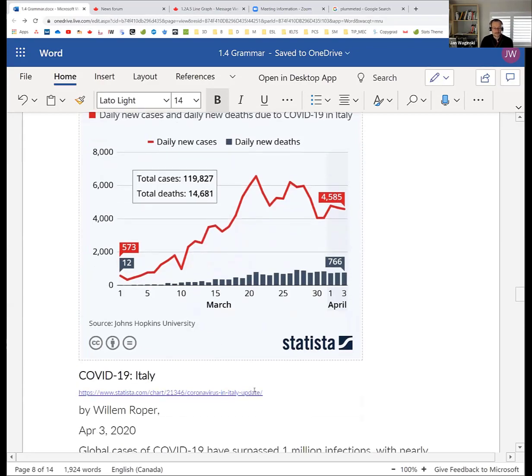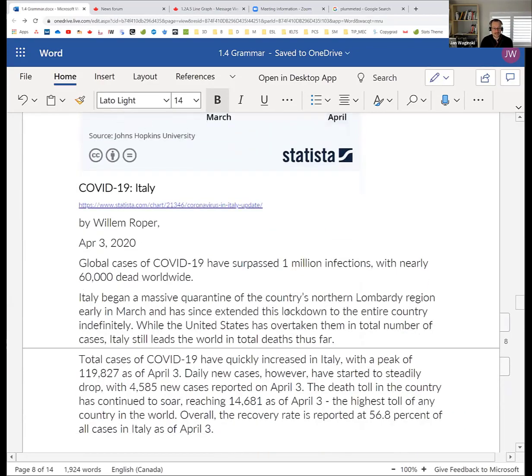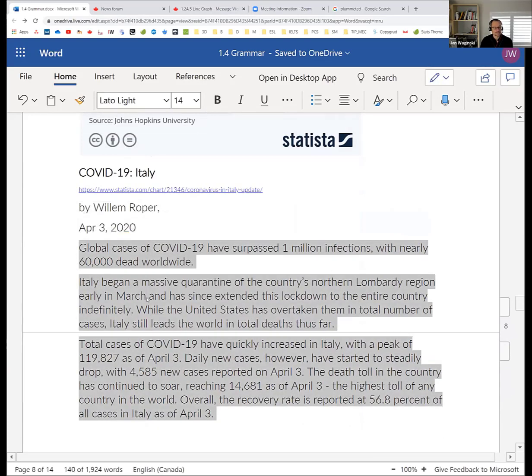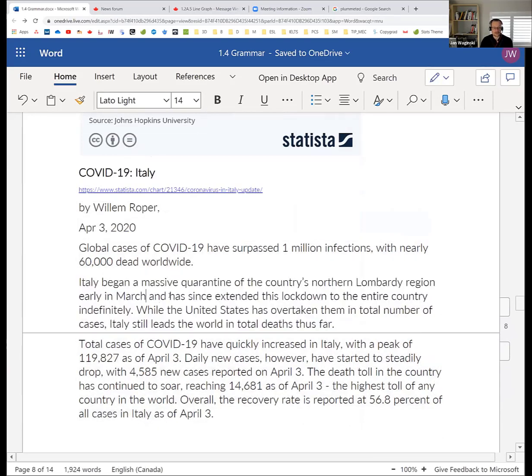All right, let's read the description here, and we're going to analyze this for grammar. Safa, can you read, please? Yeah, sure. April 3rd, 2020, global cases of COVID-19 have surpassed the 1 million infections, with nearly 60,000 dead worldwide.